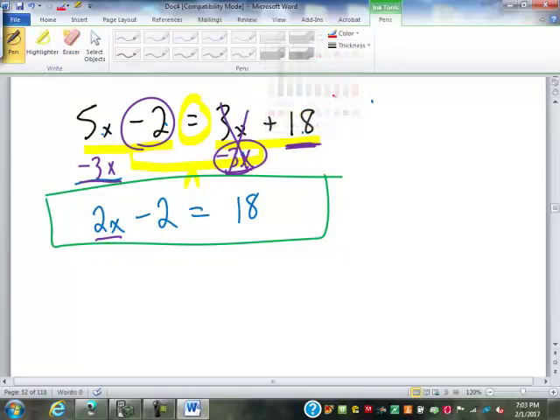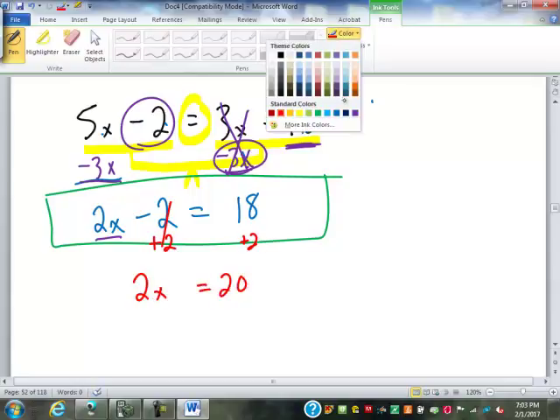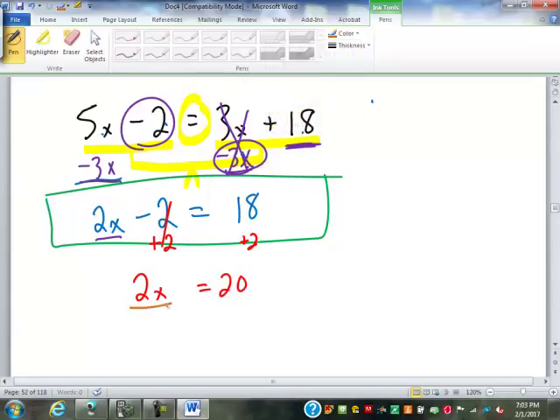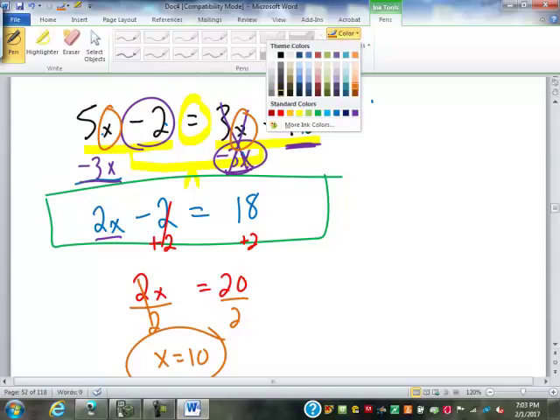Now, I solve this just like I have my other equations. What's my next step? Add 2. So the negative 2 is gone. I just have 2x. 18 plus 2 is 20. And then divide by 2. X equals 10. Again, you can plug the 10 back in to replace x and verify that both sides come out to 48. Put it that way. Any questions?